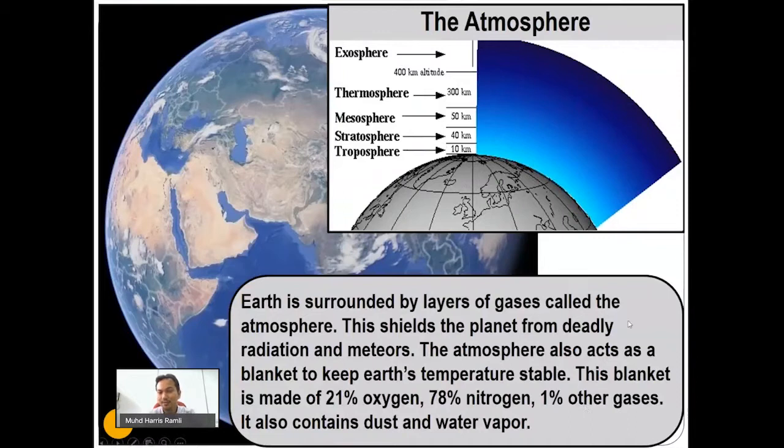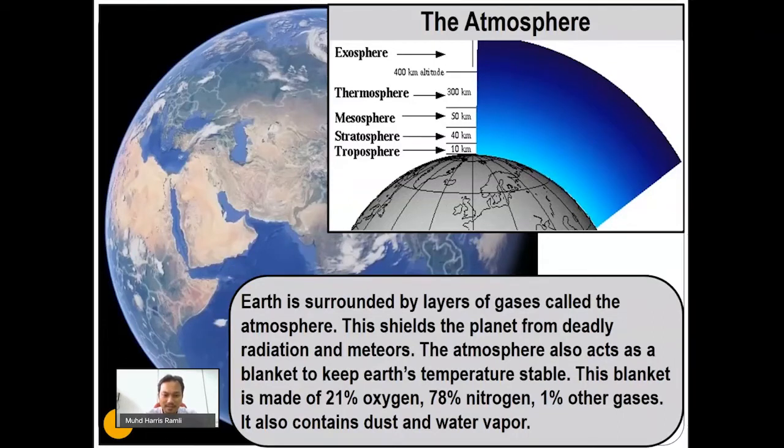Earth is surrounded by a layer of gases called the atmosphere. This shields the planet from deadly radiation and meteors. The atmosphere also acts as a blanket to keep Earth's temperature stable. As you know, there is the ozone. It acts as a blanket to ensure the temperature is stable and you have an ambient temperature, so it is not too hot from the rays of the sun itself.